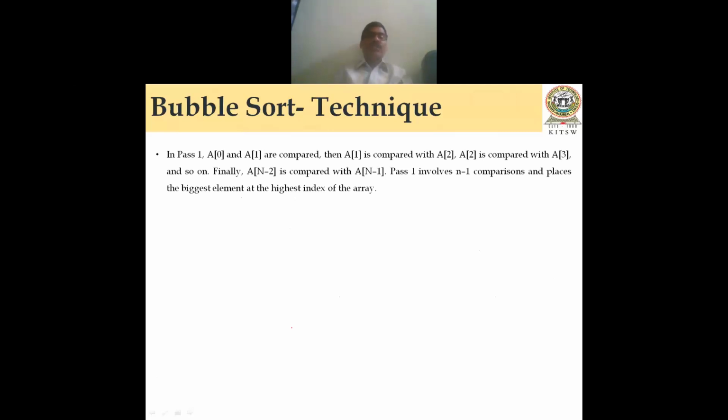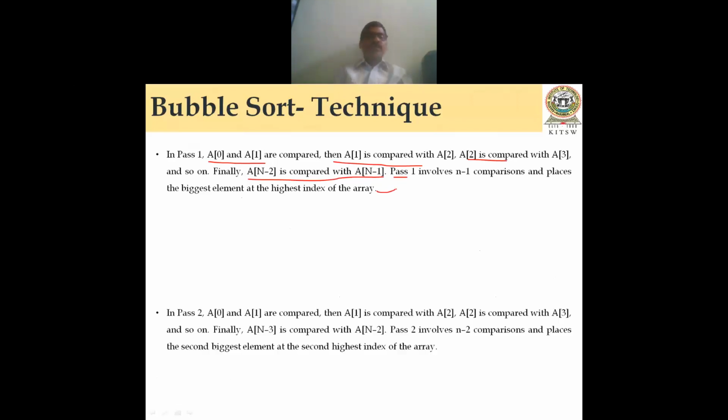In pass 1, we are comparing a[0] with a[1] because these are the two adjacent elements, and then a[1] is compared with a[2], a[2] is compared with a[3], and so on. Finally, a[n-2] is compared with a[n-1]. So pass 1 involves n-1 comparisons for finding the biggest element and positioning it at the last index of the array.